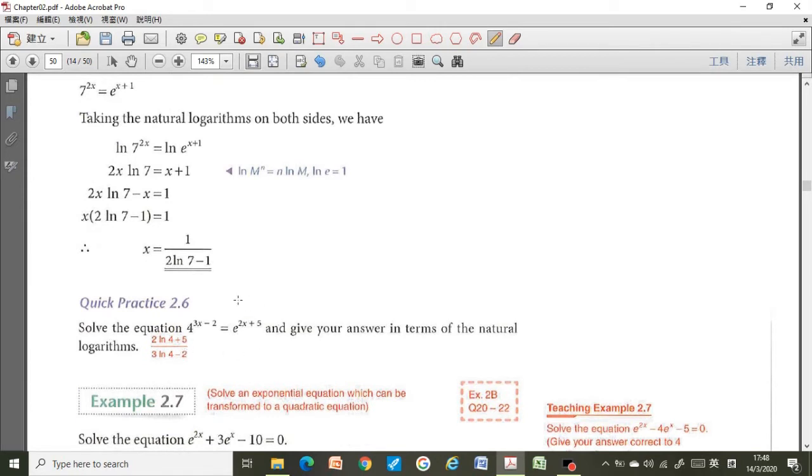Now let's look at this example. Here 4 to the power 3x minus 2. So you take logarithm on both sides.